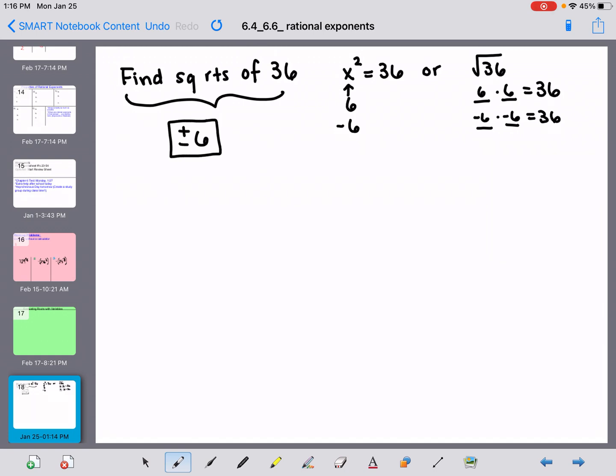Even roots will have two real roots, right? So when we're talking about square roots, we'll have two real roots. The positive root is what we call the principal root. We never went into much detail about this in the past, which is why I've never mentioned it. It's something that we usually skip over. So the positive root of this, the positive 6, is what we call the principal root.